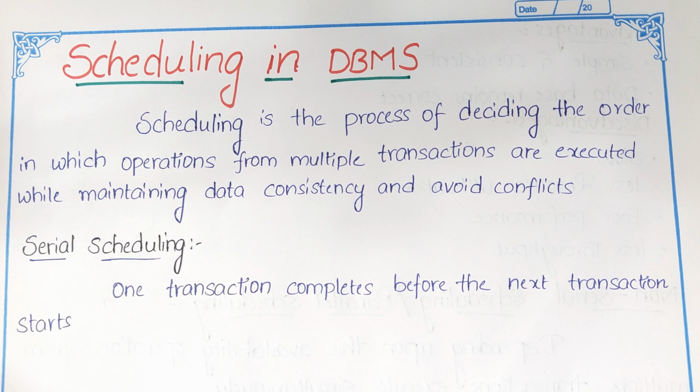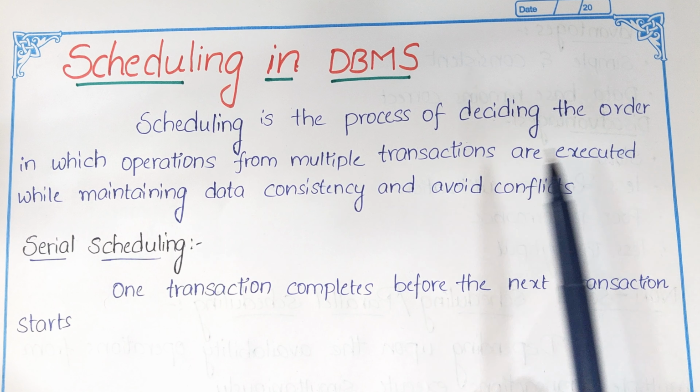In the previous video, we learned what a transaction is. A transaction is simply a group of database operations performed as one unit, right? But when many transactions come together, which operation should happen first and which should happen next, we don't know, right? To know that process, we use scheduling.